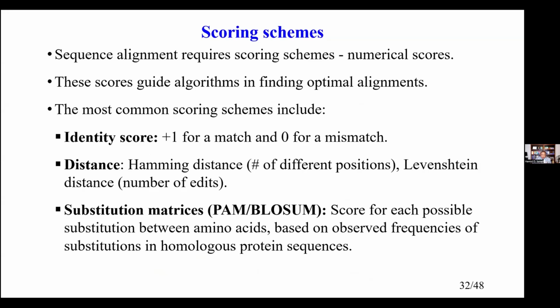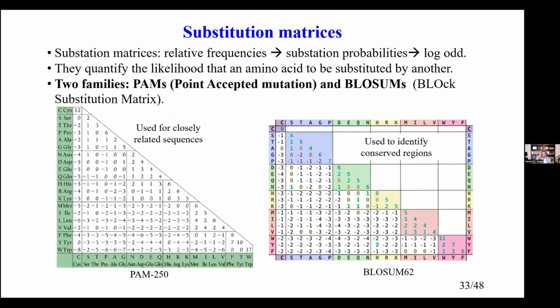We use substitution matrices, and substitution matrices are one of the most important metrics used in homology studies. And in substitution matrices, we have two families. We have PAM and we have BLOSUM. With PAM, if we need to compare very closely related sequences, then we can use PAM, and for distant or conserved regions in sequences, then we can use BLOSUM.